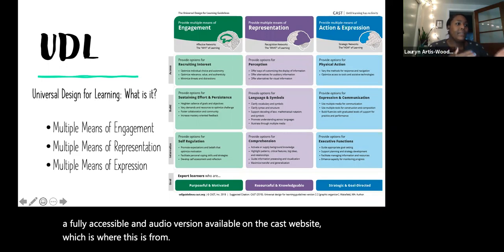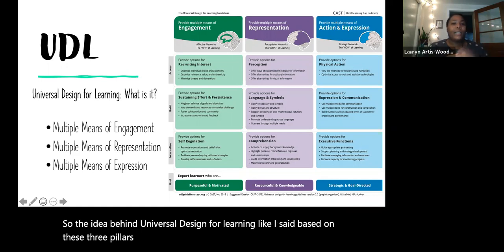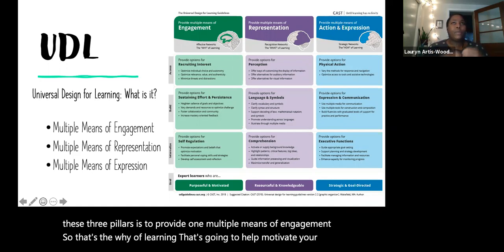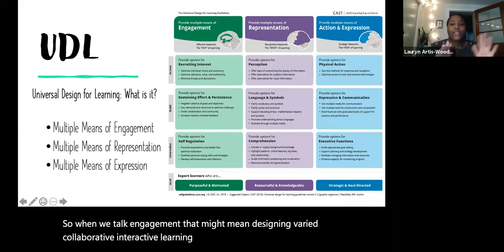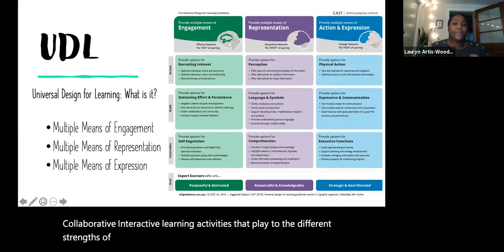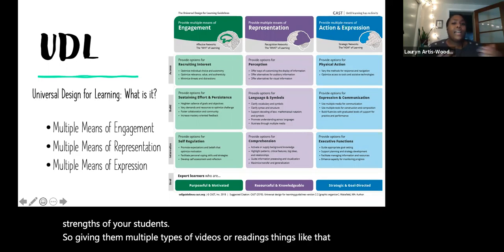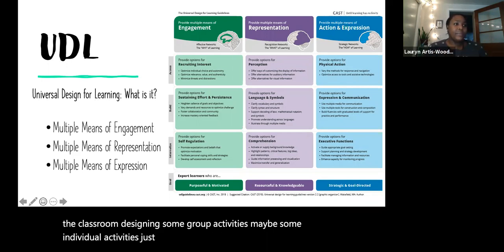The idea behind Universal Design for Learning, based on these three pillars, is to provide, one, multiple means of engagement. That's the why of learning. That's going to help motivate your students. So when we talk engagement, that might mean designing varied, collaborative, interactive learning activities that play to the different strengths of your students. So giving them multiple types of videos or readings, designing some group activities, maybe some individual activities, just different options for your students to learn.